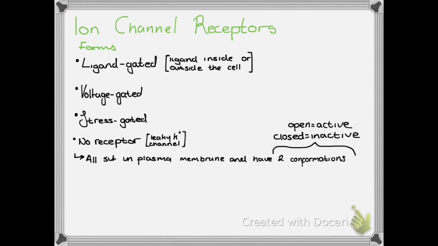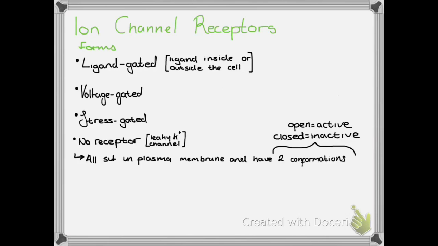There are four main ways in which ions can cross the cell membrane. First one being ligand-gated channels. These come in two types, the one where the ligand receptor is on the inside of the cell and one where it's on the outside of the cell. You then have voltage-gated channels which open at a specific voltage.